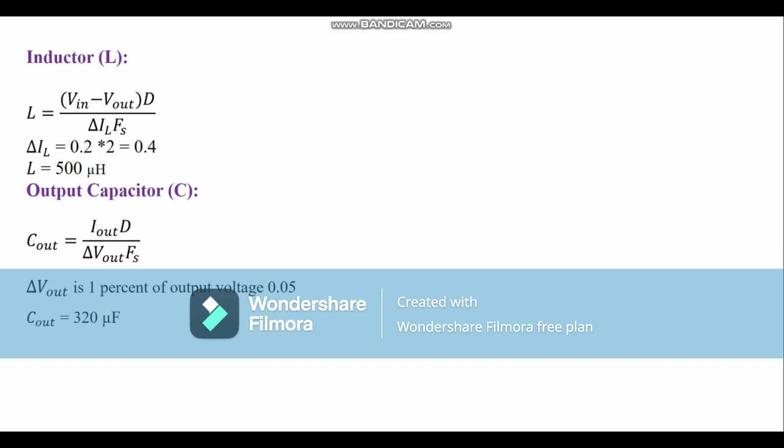Next, calculate the output capacitor. The required output capacitor value can be estimated using the following formula: C out is equal to I out into D divided by del V out into Fs. Del V out is the desired output voltage ripple, and the output voltage ripple is 1% of output voltage. Del V out is 0.05. C out is equal to 320 microfarad.